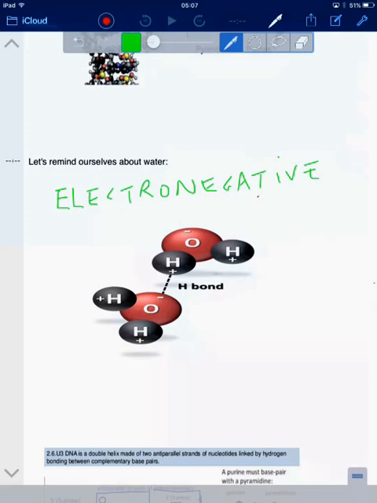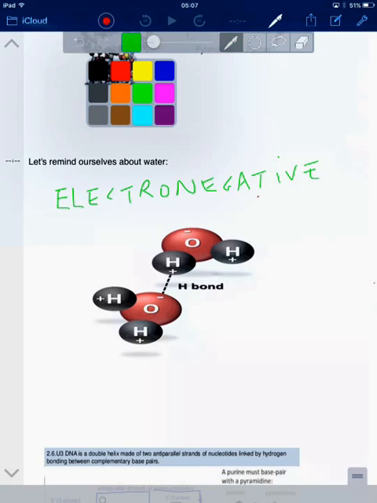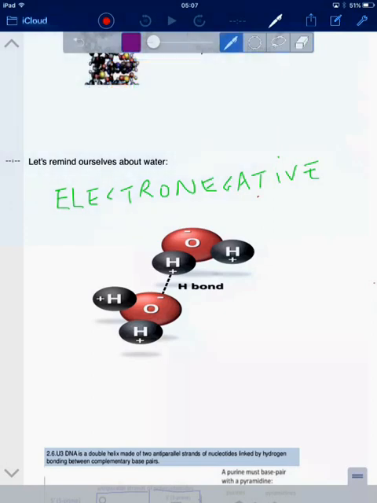And what this means is that oxygen has a high affinity for electrons. It pulls them very hard towards its very positive nucleus. And poor hydrogen is not so electronegative. And so what effectively happens is that the electrons that hydrogen and oxygen share are pulled more closely towards oxygen than hydrogen.